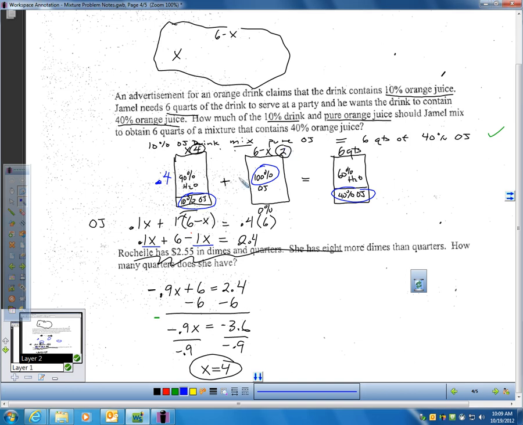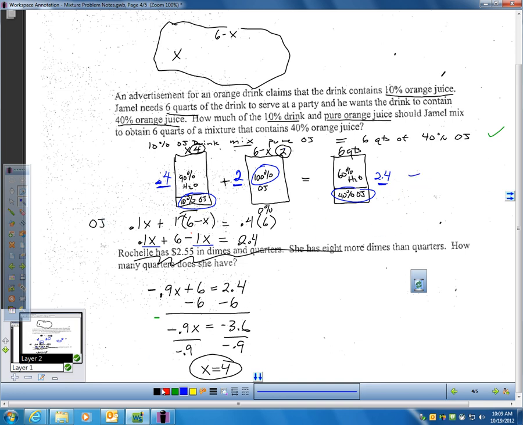100% of 2 is 2. 40% of 6 is 2.4. Does 0.4 quarts of orange juice plus 2 give me a 2.4? Yes, it does. Okay, so that definitely works.